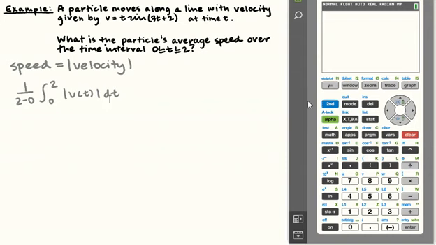I could just call on the second entry. I need to go back another one. Yeah, there it is. And then maybe I'll just divide by 2.